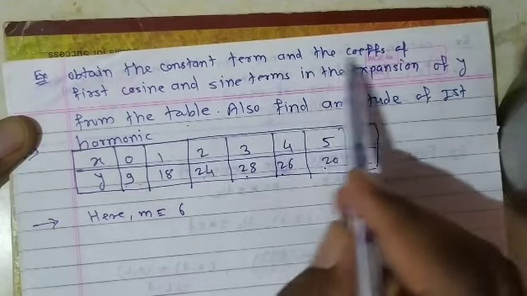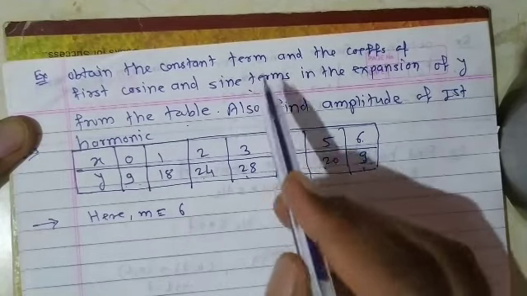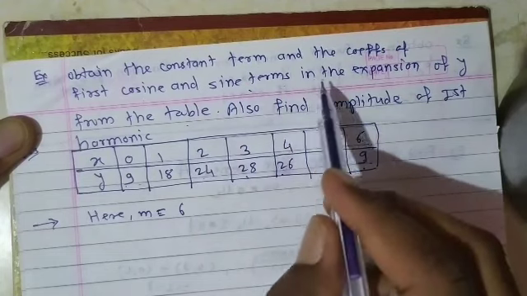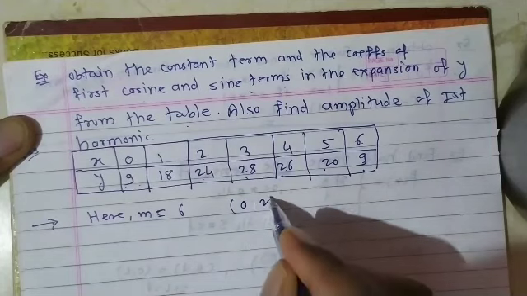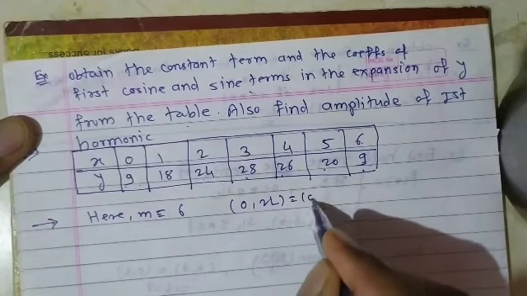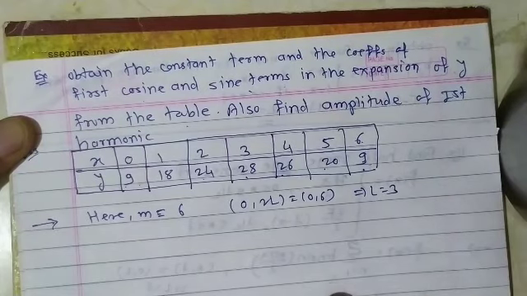The question says obtain the constant term and the coefficient of the first cosine and sine terms, which means we have to find the Fourier series up to the first harmonic. This is very important. Here the period is 6, so 2l is equal to 6, that is, the interval 0 to 6. So the value of l is 3. This is one way to decide l.